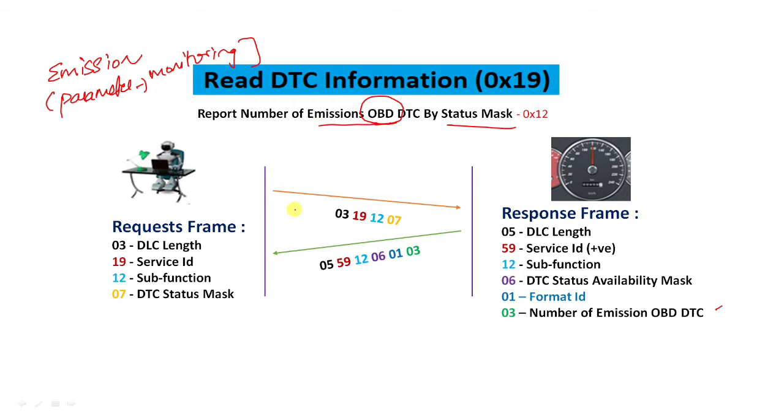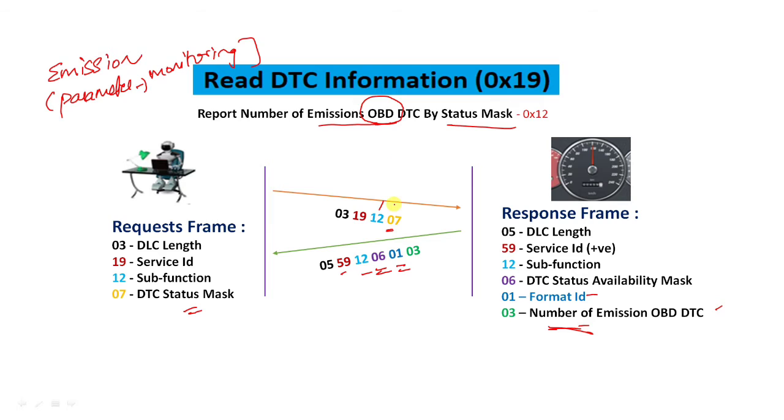If you want to retrieve those, you can use the subfunction 12, and here 07 is again the status mask, because these six subfunctions have the same initial, that is the status mask. Alright, so for the same six subfunctions, the status mask is only that. You can remember it that way. So the response will be 5912. Then 06 is the status mask availability. Again 01 is the format identifier. Here also this number will be stored in the format identifier only.